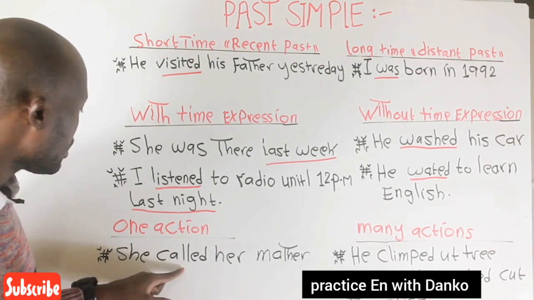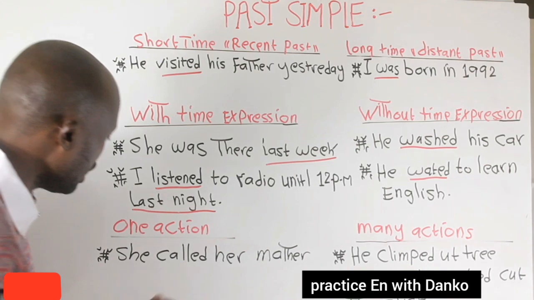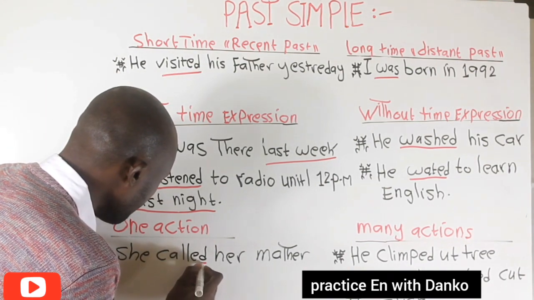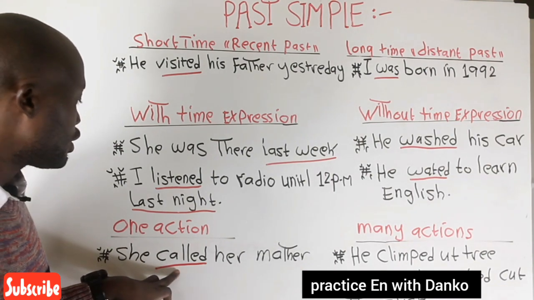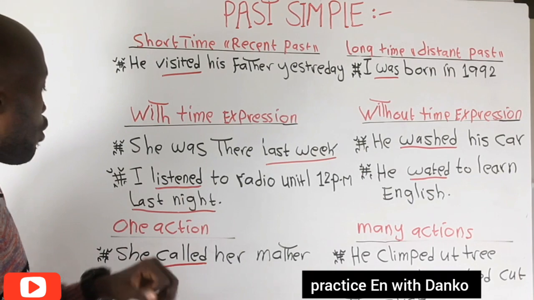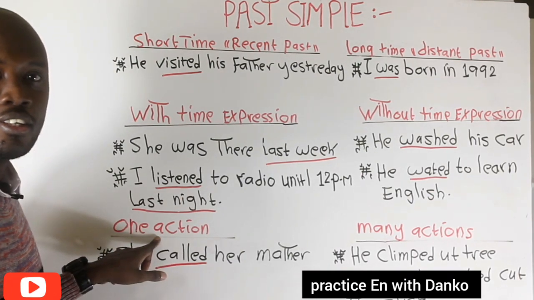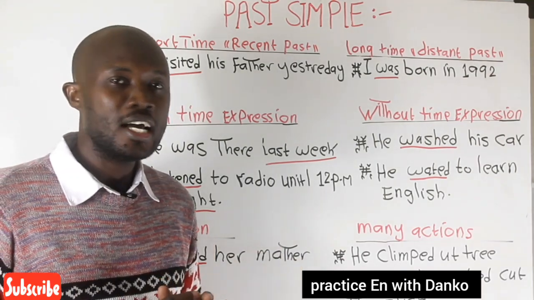She called her mother. Okay? We have the verb called, her mother, one action. This is about the past simple with one action. So how about the past simple with many actions?